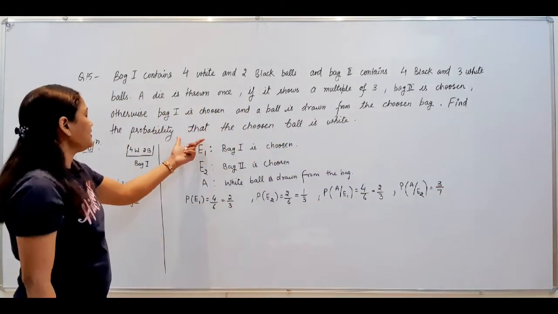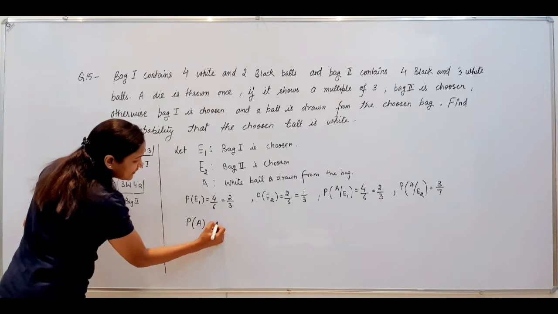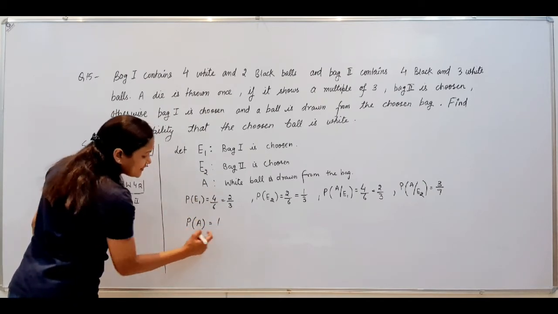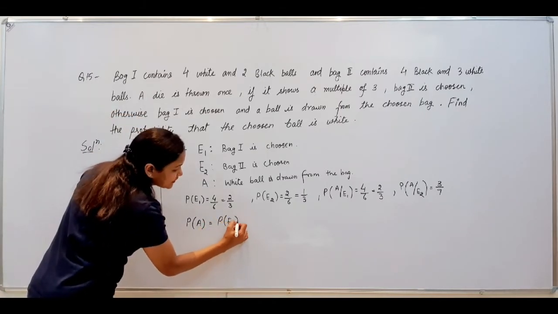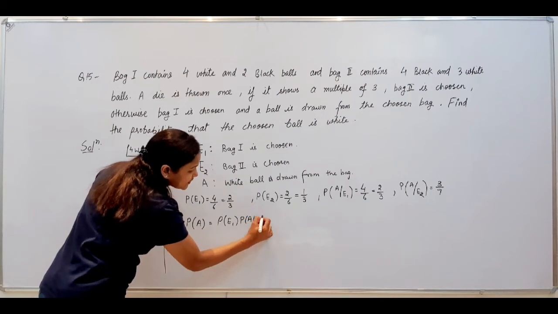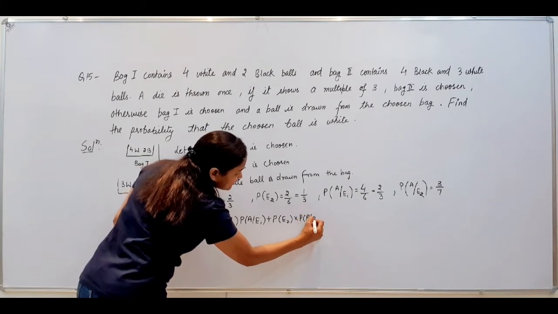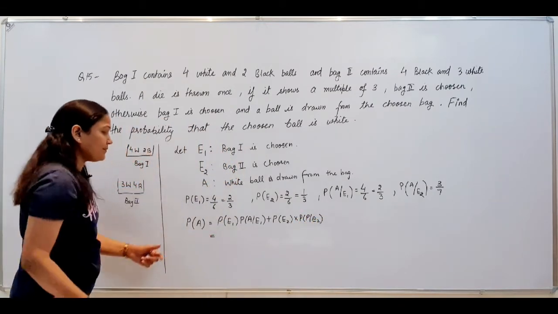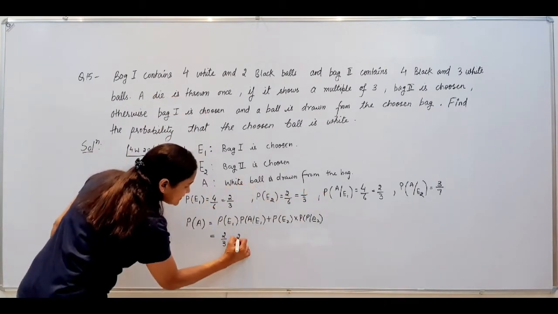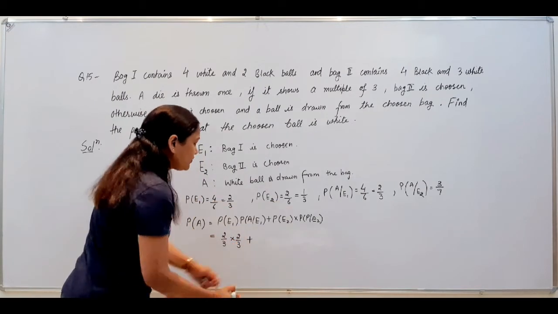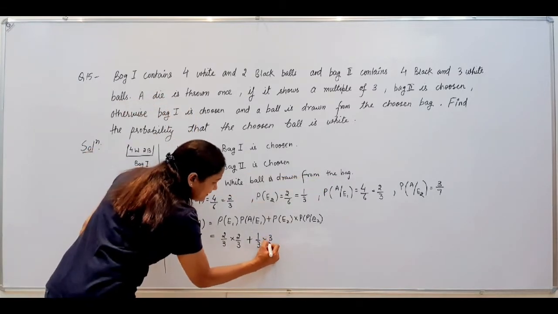Now you have to finally find the probability that the ball is white, but the final event will depend on both partitions E1 and E2, so it is a question of total probability. Probability of A is probability of E1 into probability of A given E1, plus probability of E2 into probability of A given E2. Probability of E1 is 2/3, probability of A given E1 is again 2/3, plus probability of E2 is 1/3 and probability of A given E2 is 3/7.